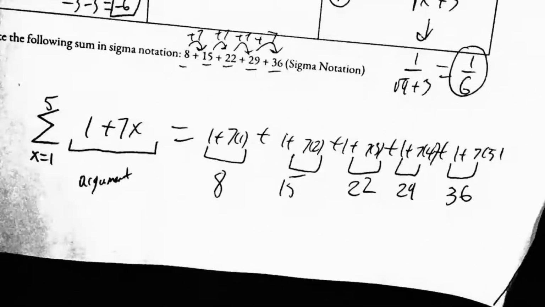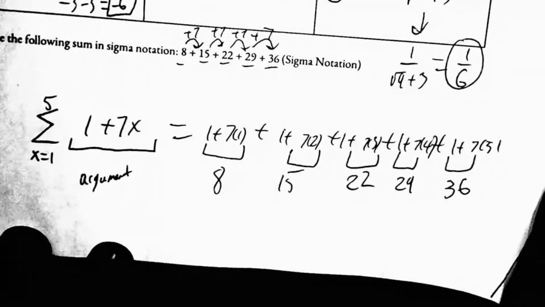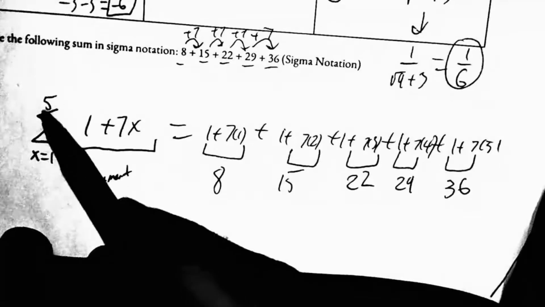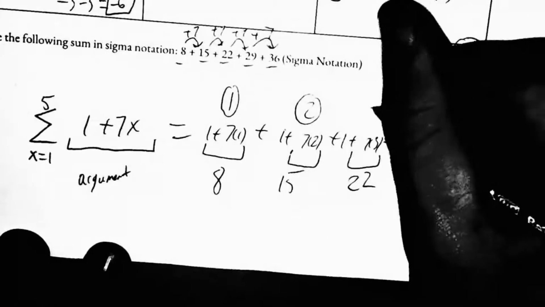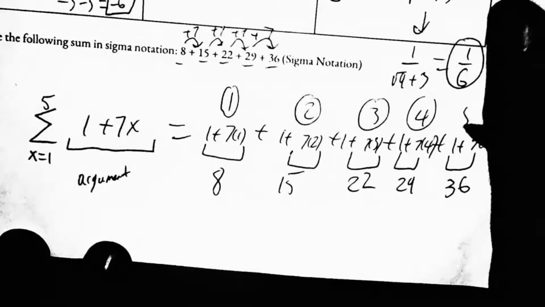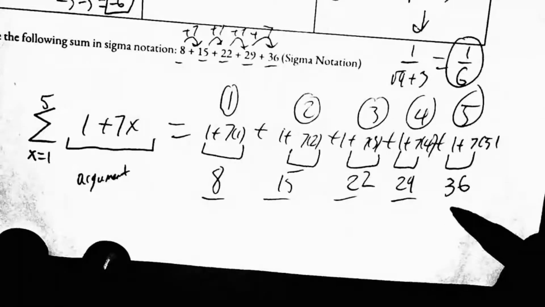So my advice is to always test your summation. If you think you got the right one, test it. Plug in 1, plug in your indices, right? This is 1, 2, 3, 4, and 5, and see what you get. I do get 8, 15, 22, 29, 36.